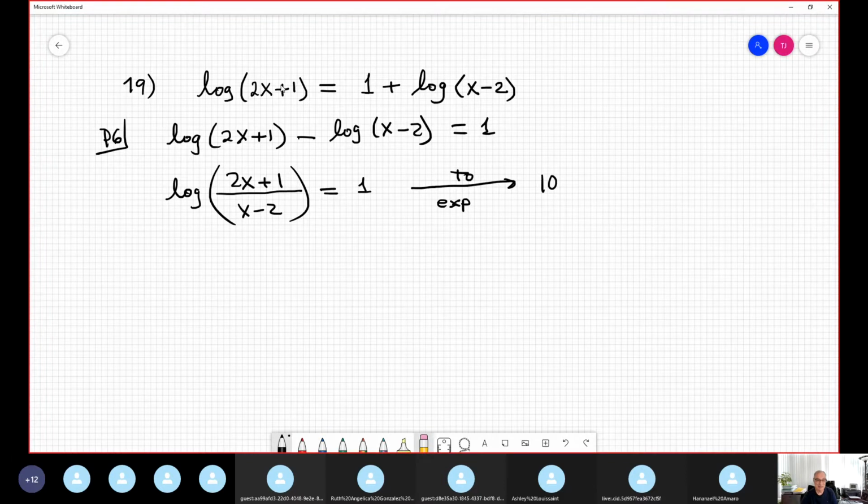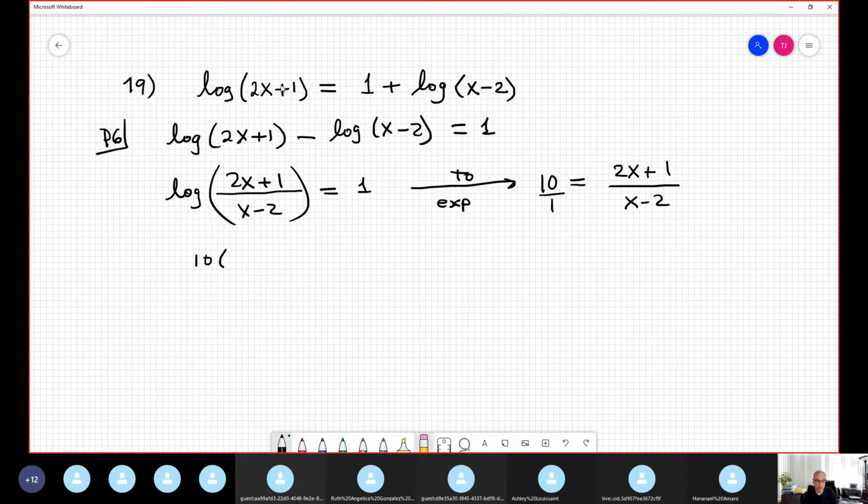The base is 10. Because you need to know the default: when there is no specification of the base, the default is 10. The exponent is 1, and 1 is invisible, not necessary to write. It's equal to the rest, which is 2x plus 1, divided by x minus 2. So we have now a linear equation, not quadratic. Linear equation. You apply cross multiplication, maybe.